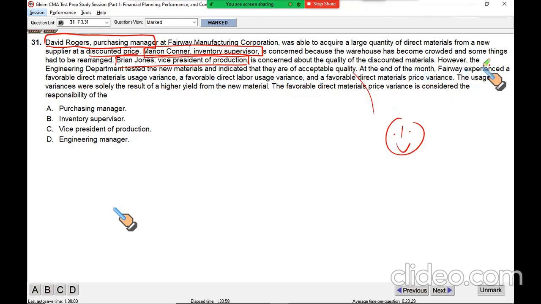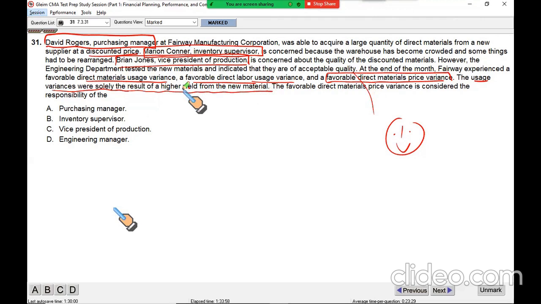At the end of the month, Fairway experienced a favorable direct material usage variance. Material was good in efficiency. Favorable direct labor usage variance. It took less labor hours. Usage variance was favorable for labor. And a favorable direct material price variance. Price variance was favorable because the quantity was purchased at a very attractive, discounted price. Now, the usage variance was solely the result of higher yield from the new material. Usage was good because the material was very good.